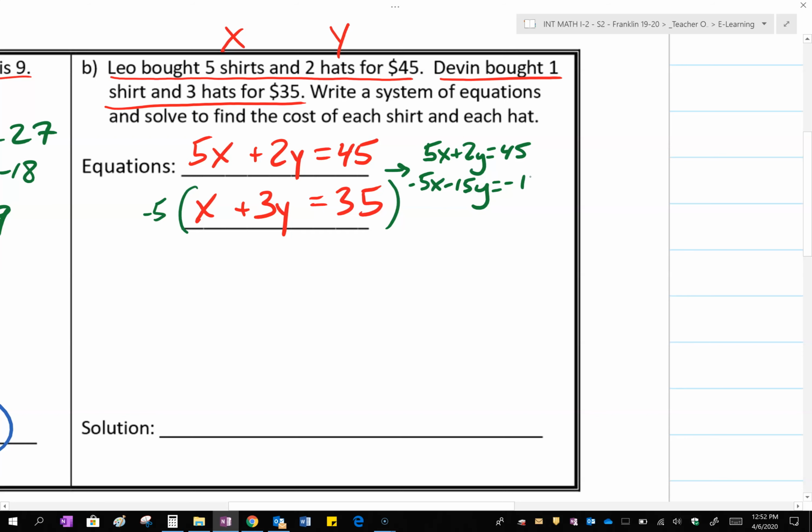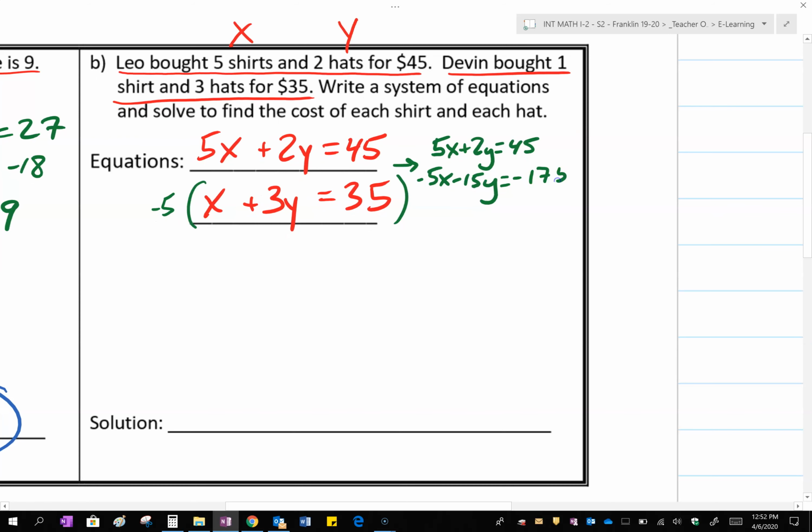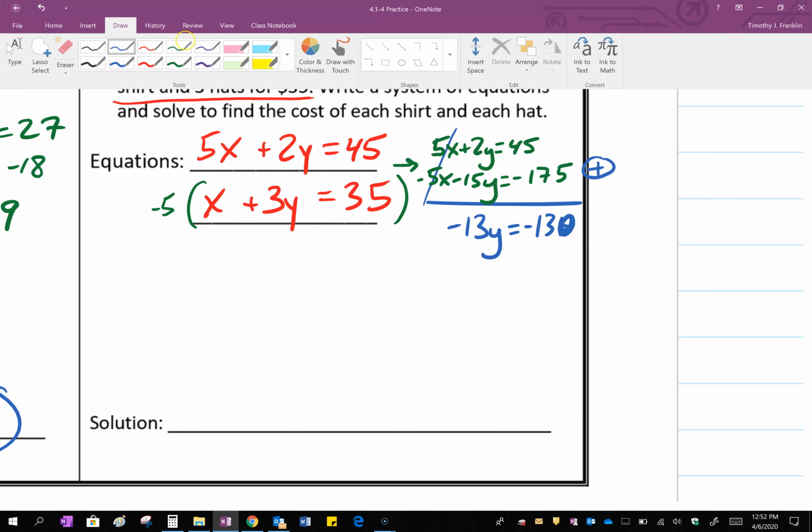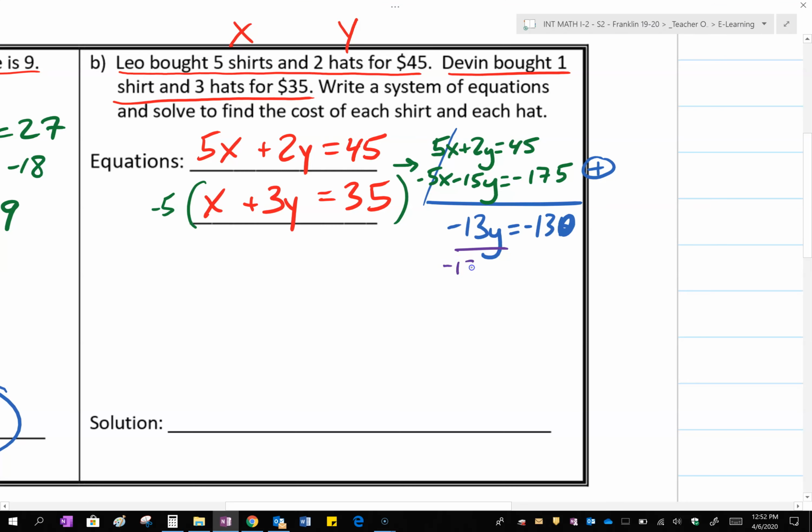-135. Wait, let me make sure. No, not -135. -175. I think I got a little ahead of myself there. Okay, so now we can add these together. So the x's cancel. We get -13y equals, now here's your -130. And then you divide by -13. And y equals 10. So we know that each hat is $10.